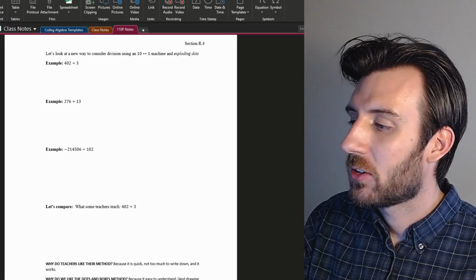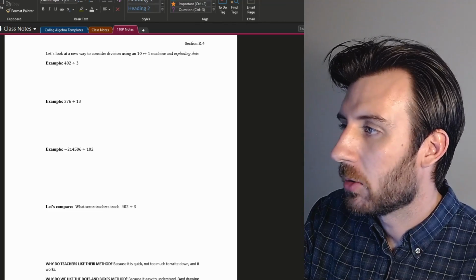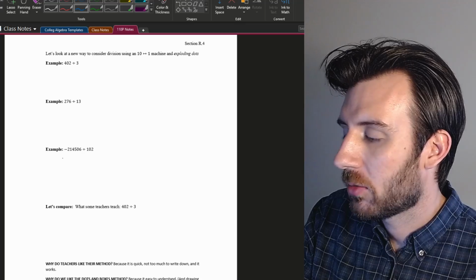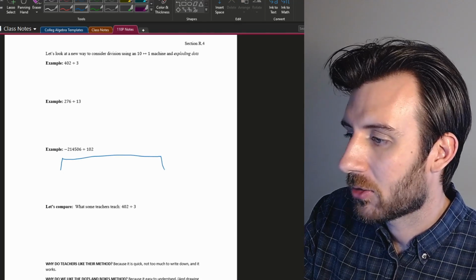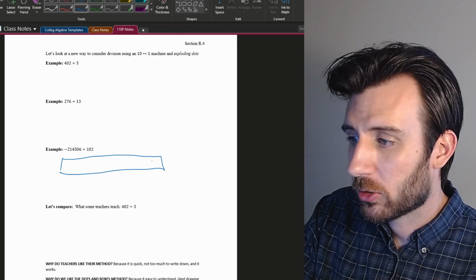Perfect. Okay, so let's go ahead and do a couple more of these examples. When you're working with really large numbers or negative numbers, we can represent that using a similar picture. So let's see what we can do for this monstrous one here. We're going to need lots of boxes in our machine. We're going to have negatives, so maybe I'll use open circles this time.